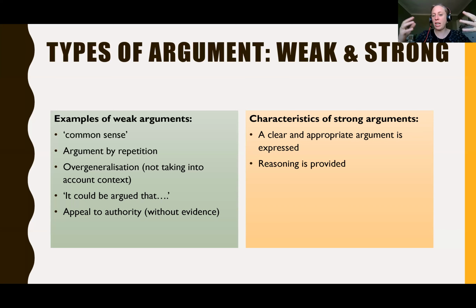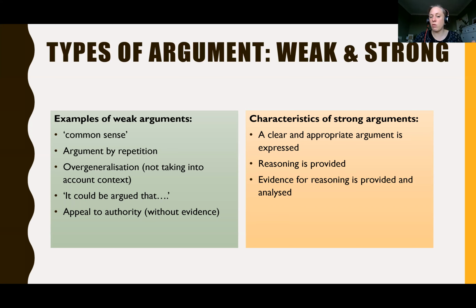Providing the reasoning, so breaking down the argument into a set of different reasons that hold it up. Providing evidence for those reasons and the analysis of that evidence. And we've talked about different types of evidence that you might be dealing with. So does the evidence actually support the reasons? Does the author give the analysis of the evidence that allows us to support the reasons or not?